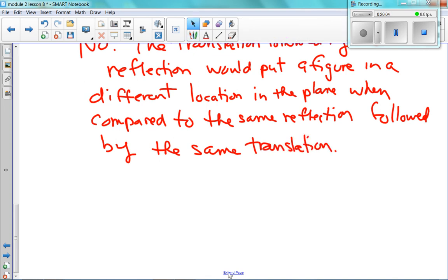So this last problem, number 6 and 7, is showing you this is the lesson. Number 6 is telling you a translation followed by a different translation is the same as if you reverse the order of translations. The resultant image is the same, but when you do a translation followed by a reflection, that result is going to be different than a reflection followed by a translation. Okay, and then let's just go to the summary.